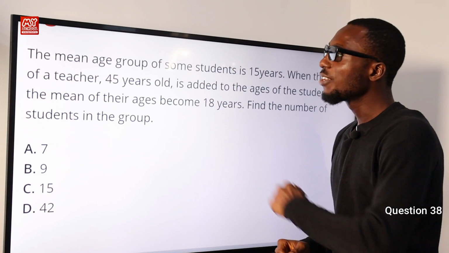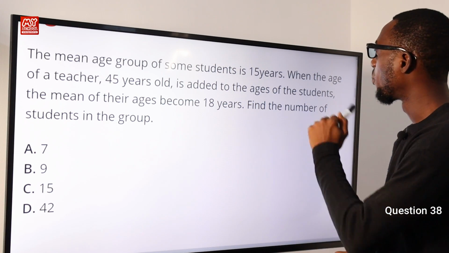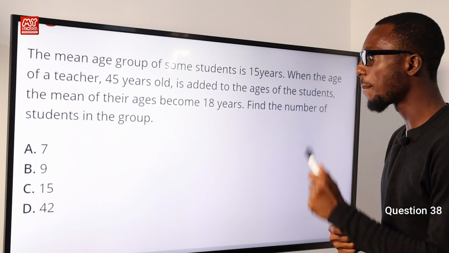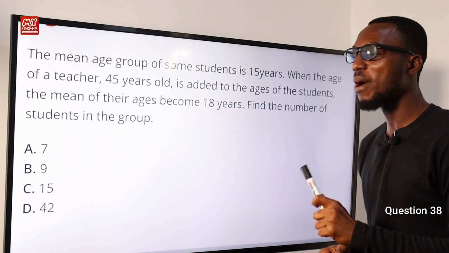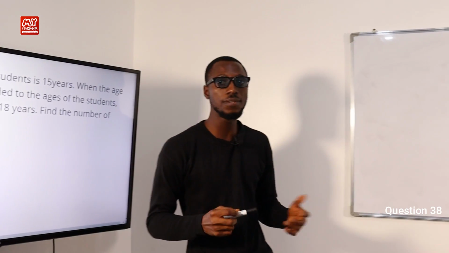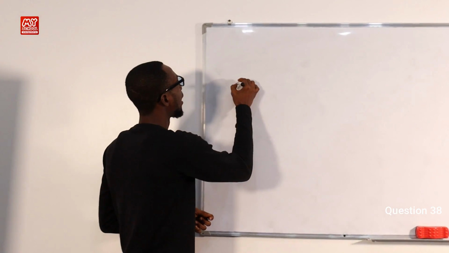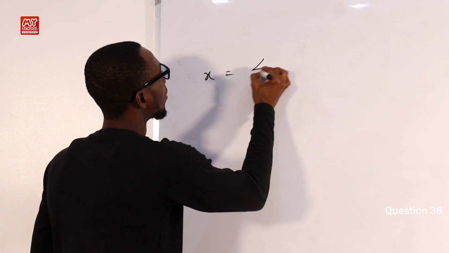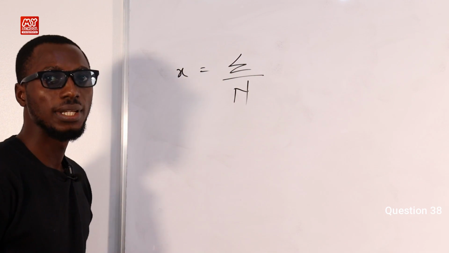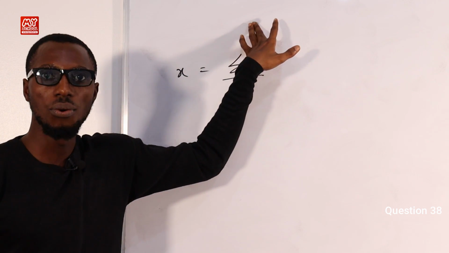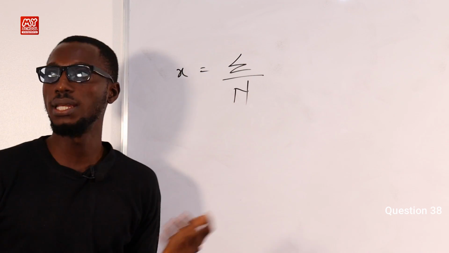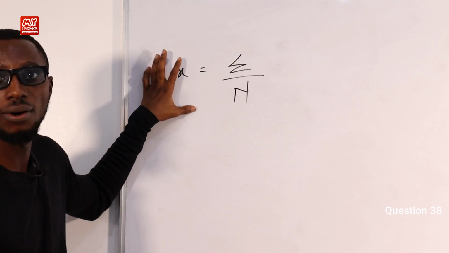38. The mean age group of some students is 15 years. When the age of a teacher, 45 years old, is added to the ages of the students, the mean of their ages becomes 18 years. Find the number of students in the group. So the first statement records that the mean age of the students is given as 15 years. So what are we going to have? We are going to have x, for ungrouped data, equals the sum total of their ages over how many of them we have, the number of students in that group. Then we have x, the mean.